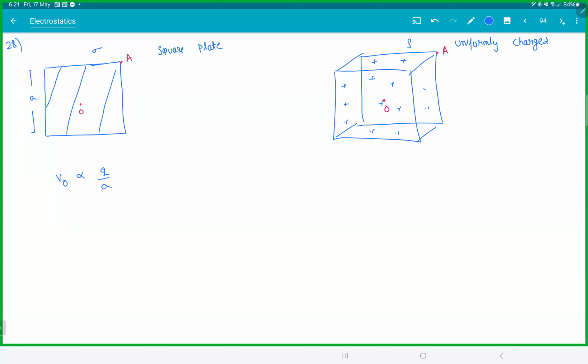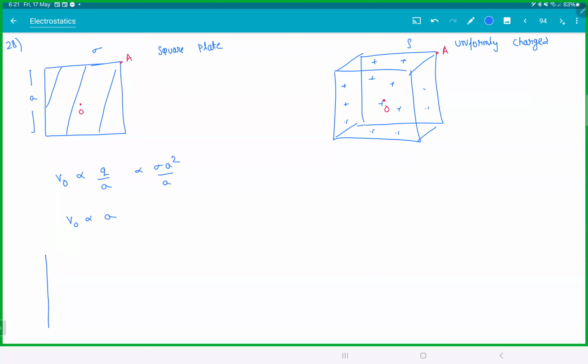Whatever constant is there on top of that, I don't care. The dimension should match with Q by A. But I already know Q is proportional to what? Sigma into A square by A. That means potential at the center is proportional to the side. So if you take a square sheet, the potential at the center is proportional to the side.